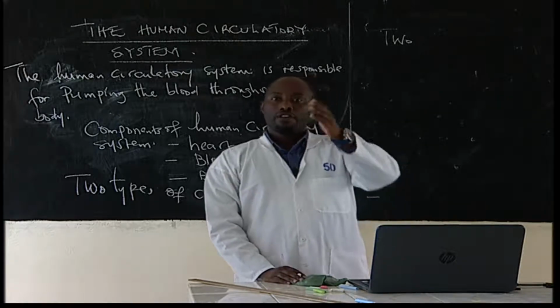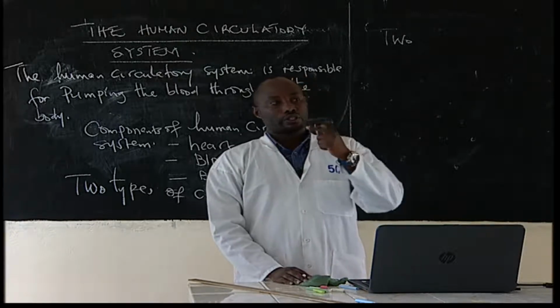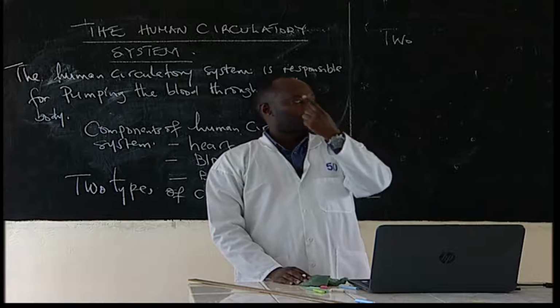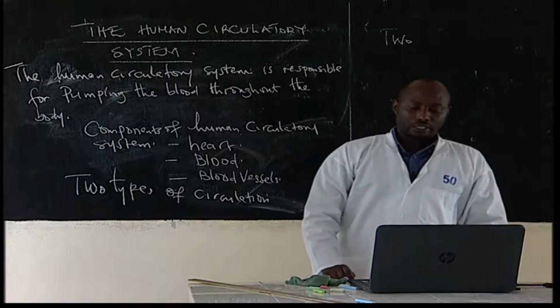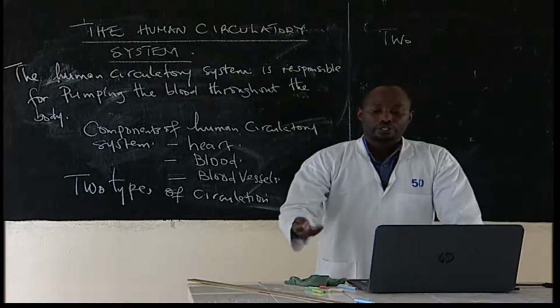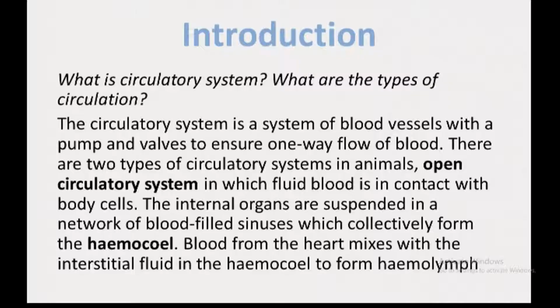And we have a closed circulatory system. Under closed circulatory system, we have 2: a single circulation and a double circulation. Let's try to see this thing that I'm telling you. What is the circulatory system? What are the types of circulatory system? We mentioned that the circulatory system is a system of blood vessels, with the pump and valves to ensure one-way flow of blood.